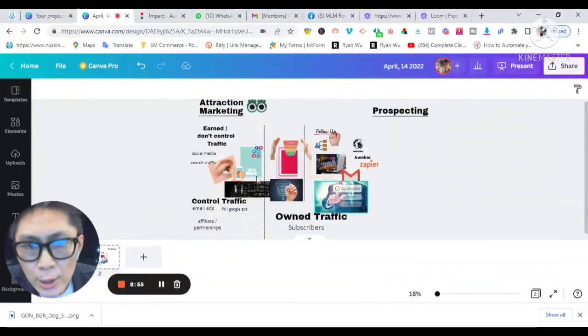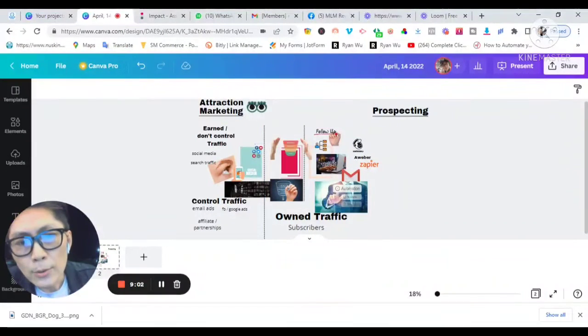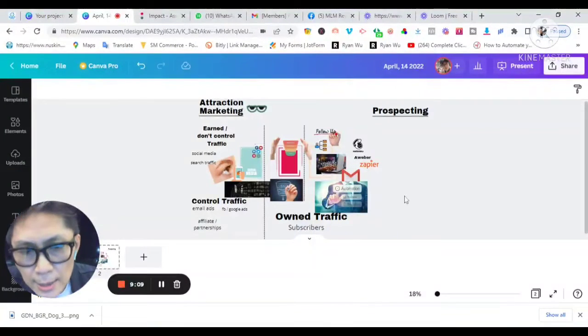So in a nutshell, these are the three main components for you as someone who is going towards being a digital network marketer. These are the things that you have to take note of.